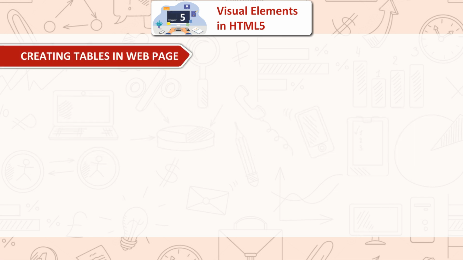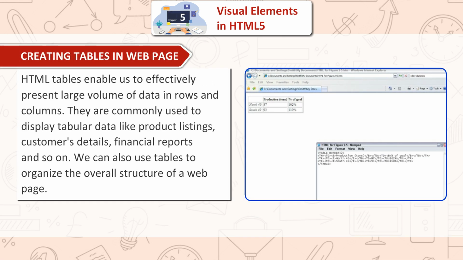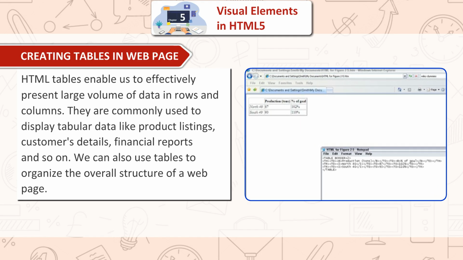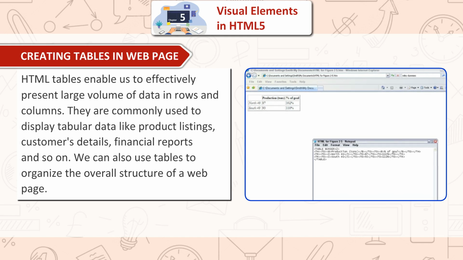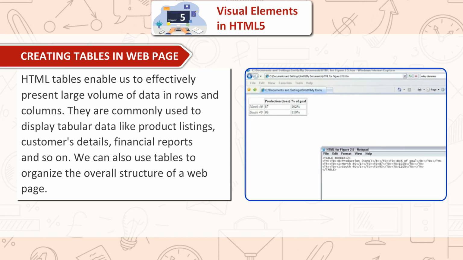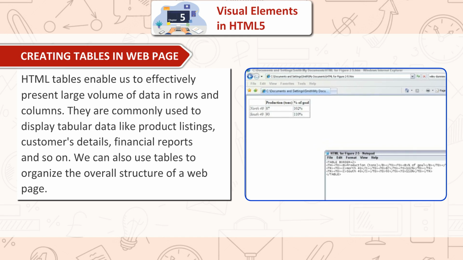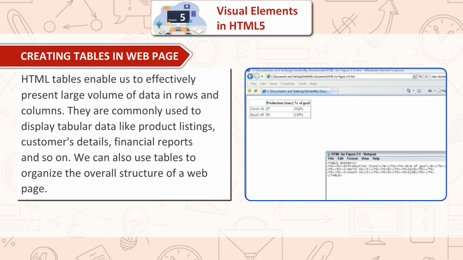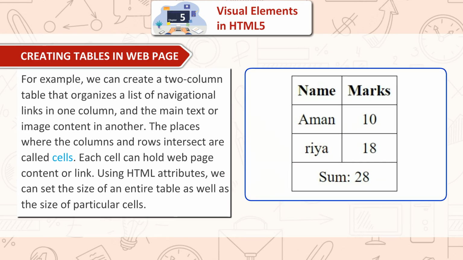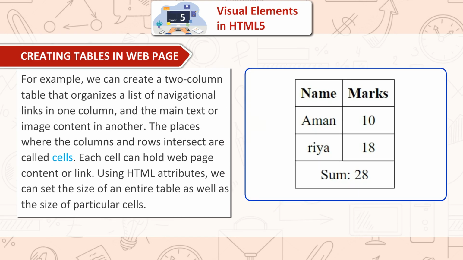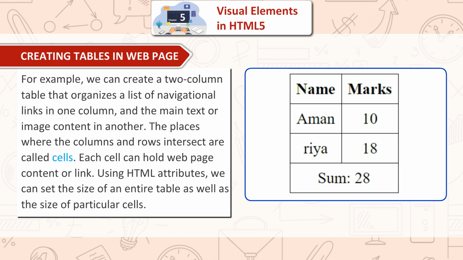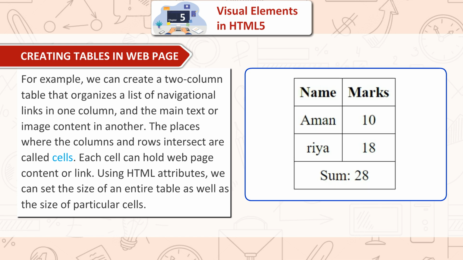Creating tables in a web page. HTML tables enable us to effectively present a large volume of data in rows and columns. They are commonly used to display tabular data like product listings, customers' details, financial reports, and so on. We can also use tables to organize the overall structure of a web page. For example, we can create a 2-column table that organizes a list of navigational links in one column and the main text or image content in another.